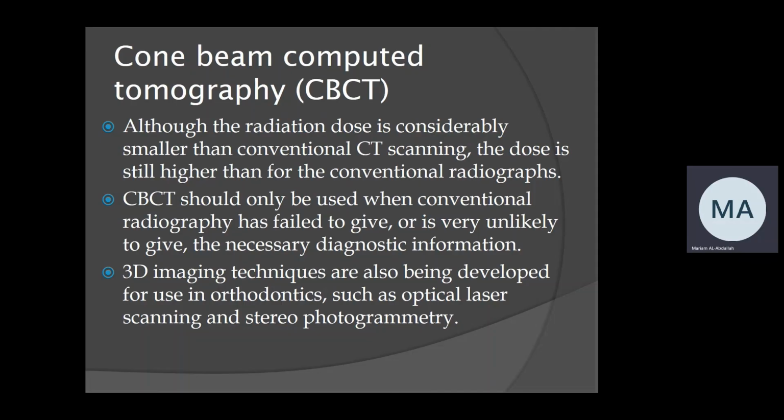Again, although the radiation dose is considerably smaller than the conventional CT, the dose is still higher than the conventional radiographs that we take. So if the conventional radiographs are not expected to give you enough information, then we can order a cone beam CT scan. 3D imaging is not only radiographs. We can have optical laser scanning and stereophotogrammetry for photographs, as we said, and for digital study models.